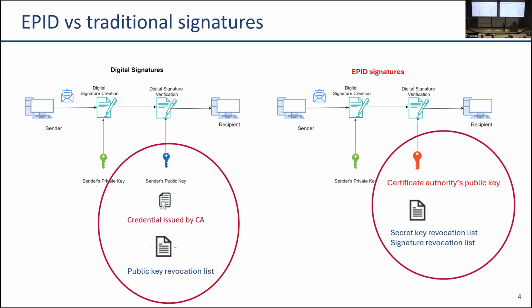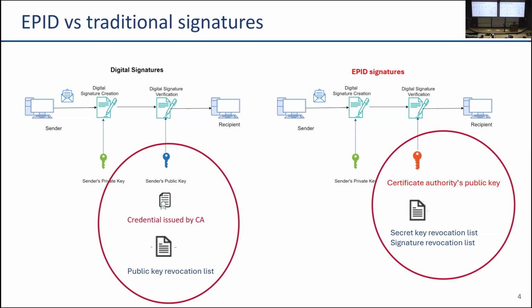So in EPID signature, the changing part is from the verifier's point of view. The verifier does not have the signer's public key, does not have the signer's certificate, but uses the certificate authority's public key to verify the signature. And for revocation, the verifier does not have a public key revocation list, but has two different revocation lists. One is a secret key revocation list. Another one is a signature-based revocation list.